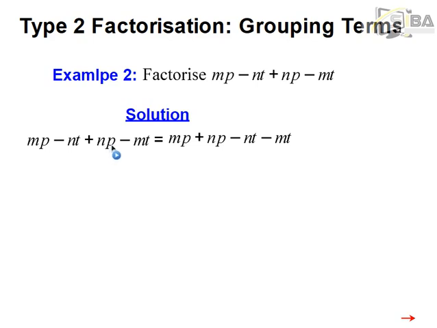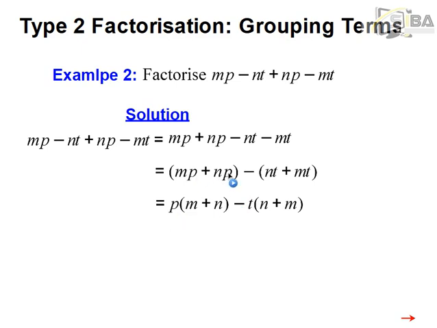So if you bring the NP to this side, then we're going to have MP plus NP. And then we bring the minus NT to this side, it's going to be minus MT minus NT. Now we have P to be common here, T to be common here. We are going to put the pairs of terms into brackets. Once again, if you factorize the negative sign outside, it affects the sign in the middle. So the minus here will then change to addition.